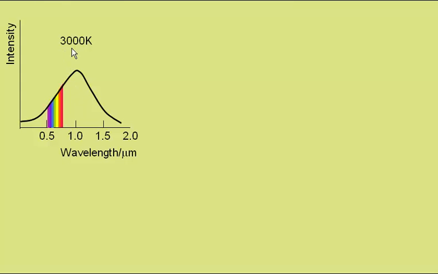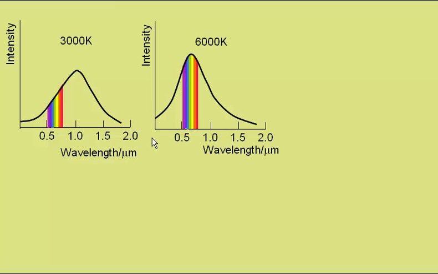This is a star at around 3000 Kelvin. You'll see it gives off a small amount of radiation at the high energy, short wavelength end. It's peaking beyond the red part of the spectrum and then falls off towards even longer wavelengths. If we look at a different star at, say, 6000 Kelvin, we'll see that overall this is a higher curve. The hotter star is giving off more radiation, but it's also peaking further to the left, so it's giving off a greater proportion of its radiation at higher energy, shorter wavelengths.